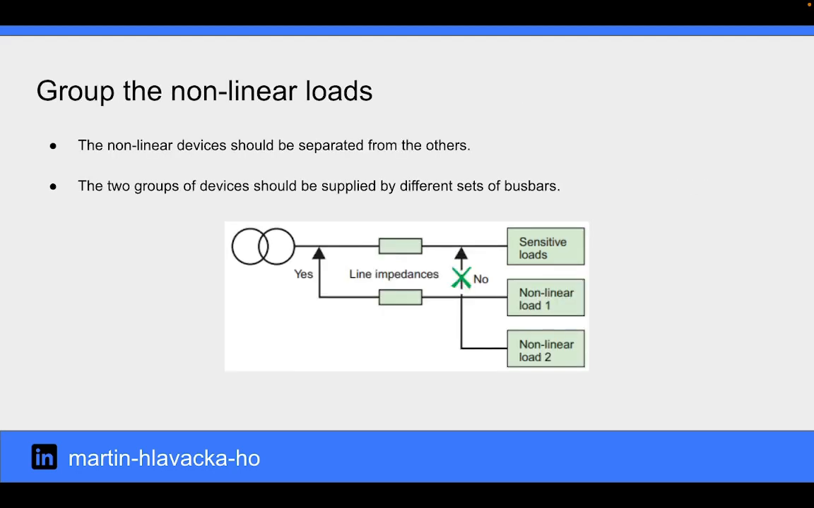The second possible modification in the installation is to group the nonlinear loads. Nonlinear devices must be separate from others. The two groups of devices must be supplied by different sets of bus bars.